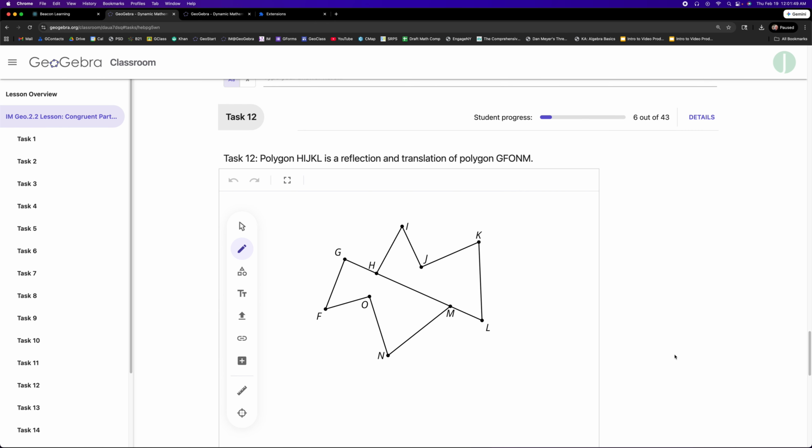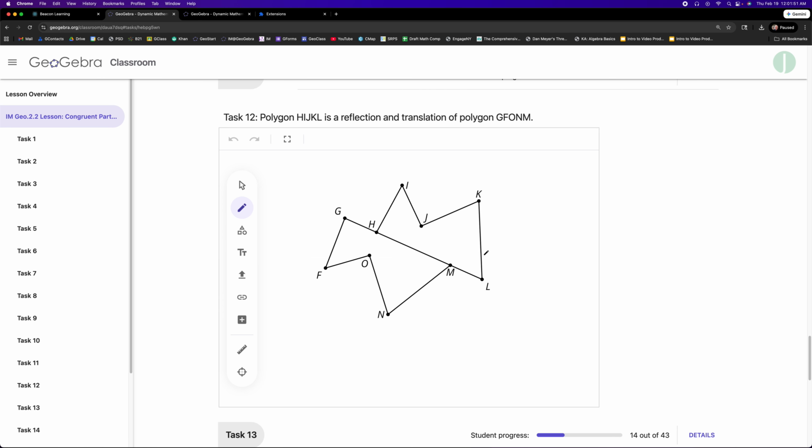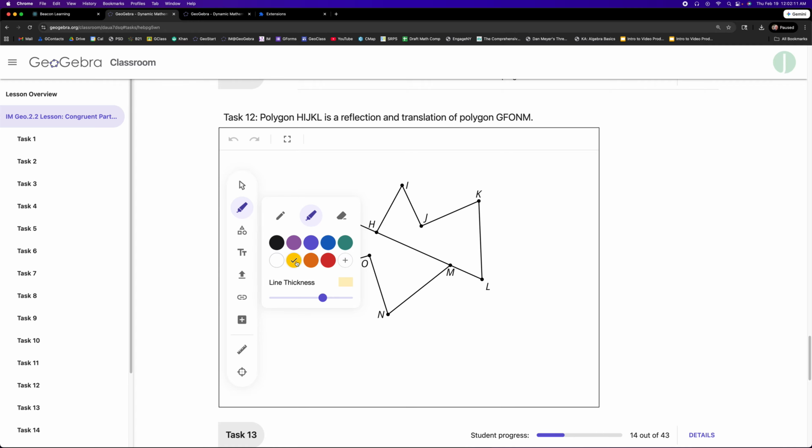Okay, here we go. This says polygon HIJKL. Is that alphabetical? HIJKL, yep. HIJKL is a reflection and translation of polygon GFONM. So that means that this one down here is the original. I'm going to highlight that one as our original. The other one is just a reflection and translation of it. So that's the information that we're given.